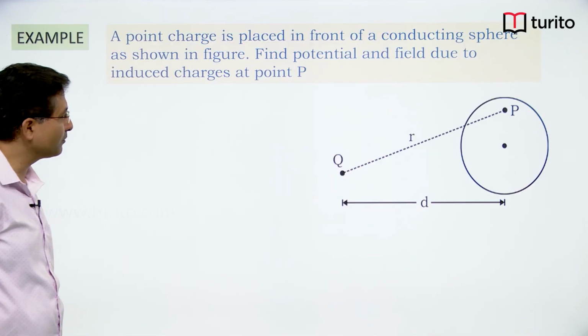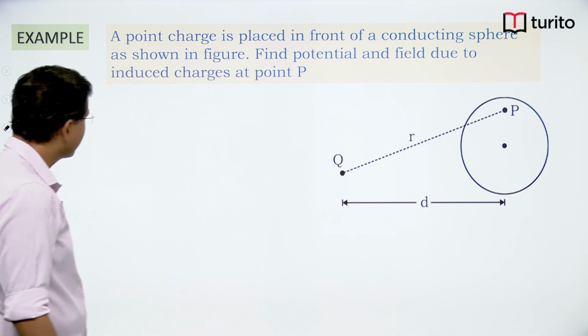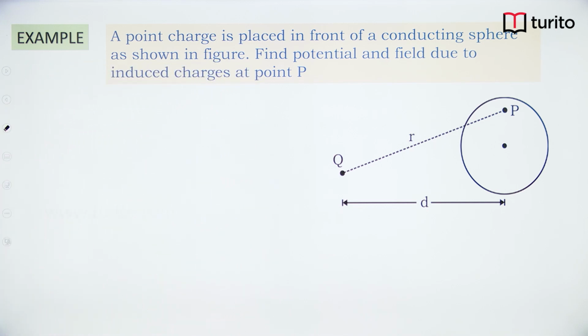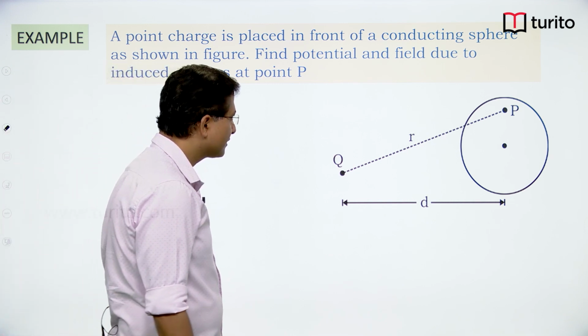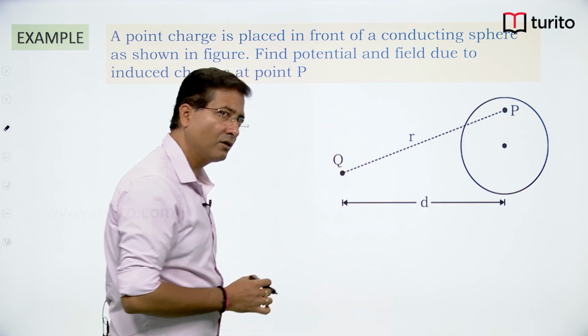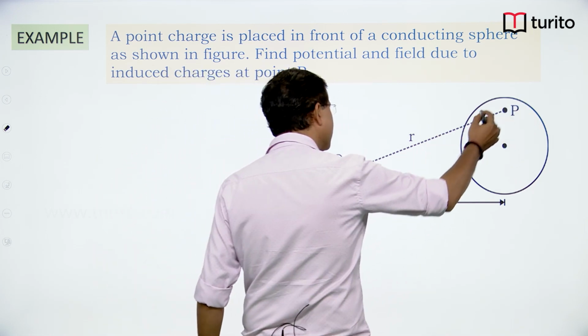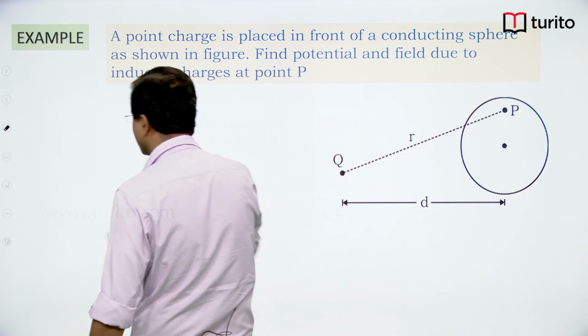So, let us see one example before getting into other points. A simple example: a point charge is placed in front of a conducting sphere as shown in the figure. Find the potential and field due to the induced charge at point P. So, what will happen is that in front of the conductor when you are placing a charge, obviously here it will attract electrons, here there will be negative charge.